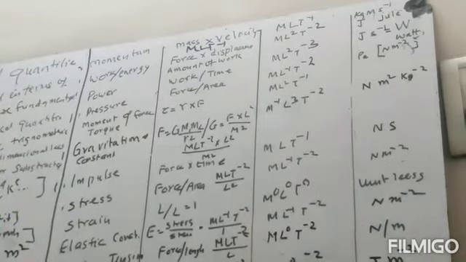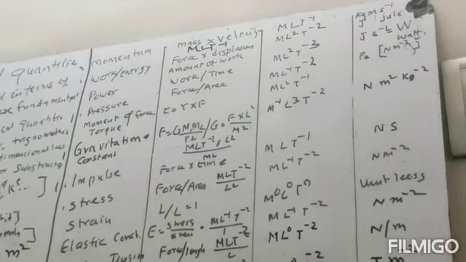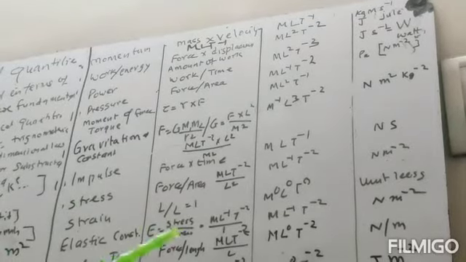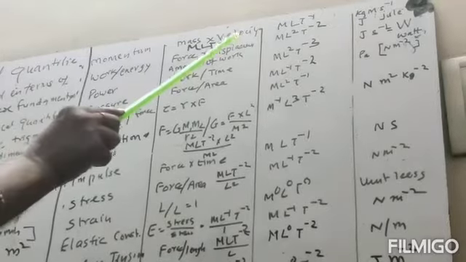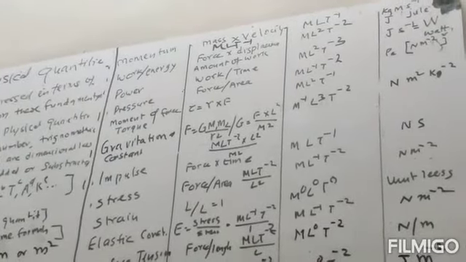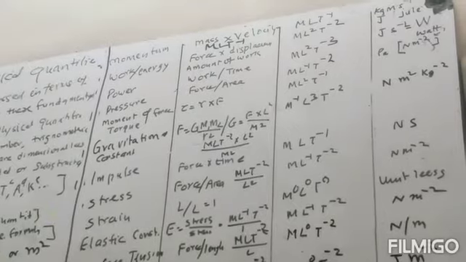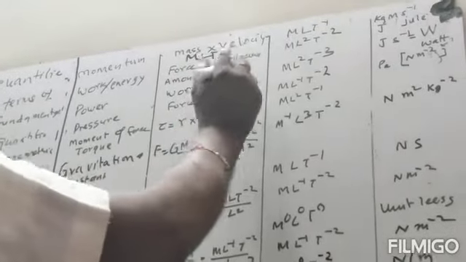Now next is work or energy. What is work? Work is a product of force multiplied by the displacement. So we know the unit of the force and we know the displacement is distance. So the dimension of force will be equal to MLT^-2.